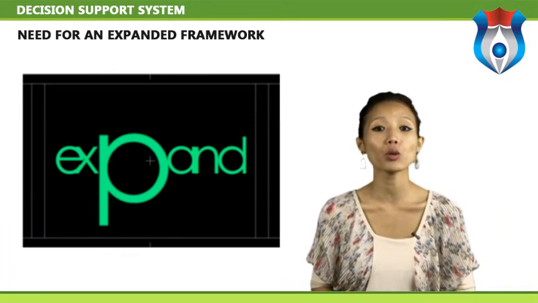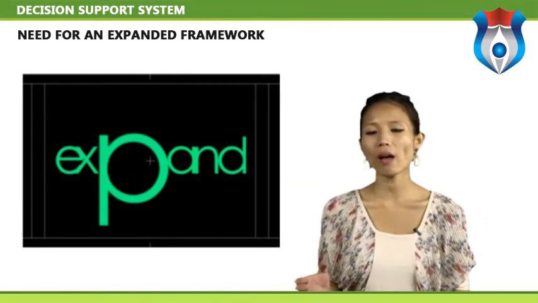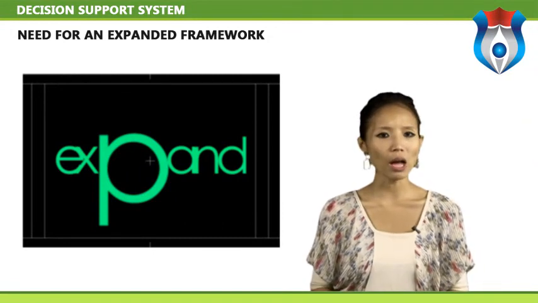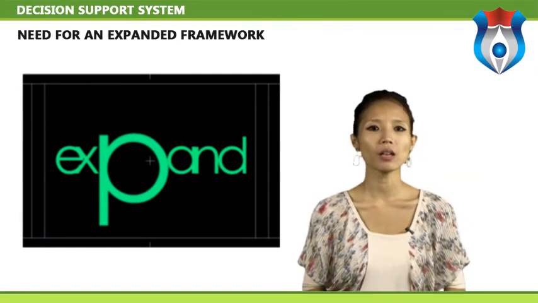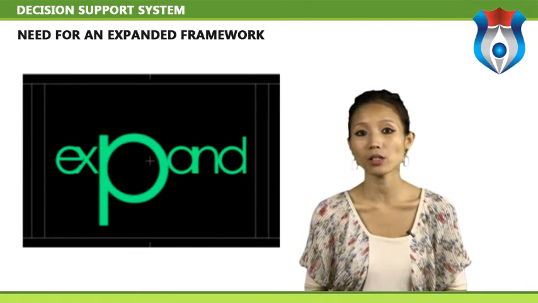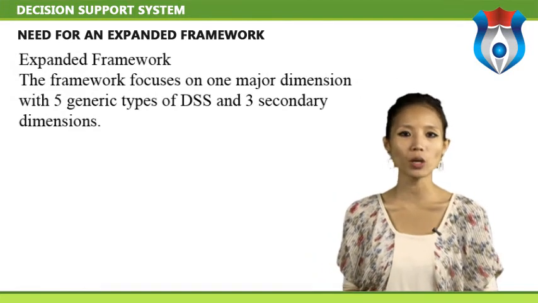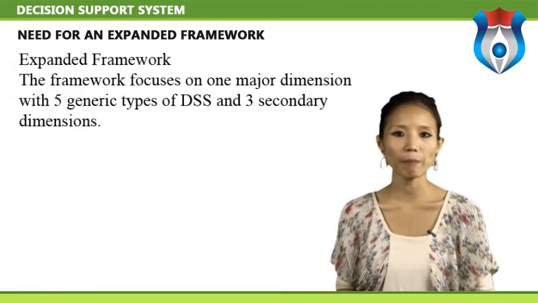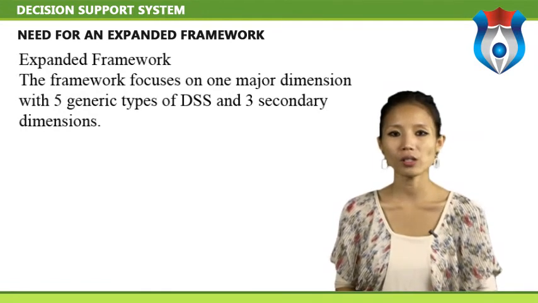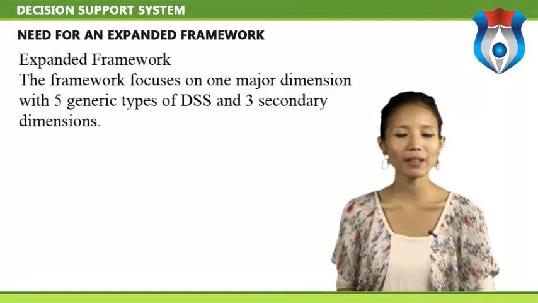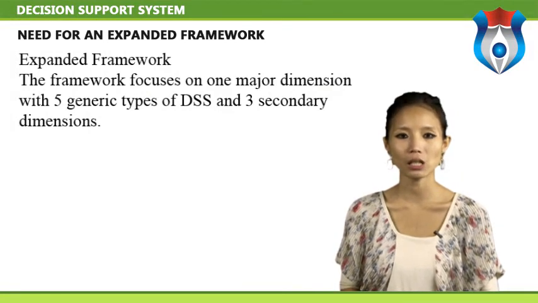The researcher and others have used the framework to classify a large number of software packages and systems. The reports indicate that people who have tried to use it in describing a proposed or existing DSS have found it comprehensive, useful, and parsimonious. It seems to help one categorize the most common decision support systems currently in use. The framework focuses on one major dimension with five generic types of DSS and three secondary dimensions. The primary dimension is the dominant technology component or driver of the decision support system. The secondary dimensions are the targeted users, the specific purpose of the system, and the primary deployment technology.